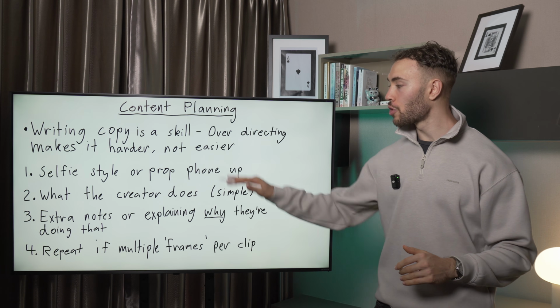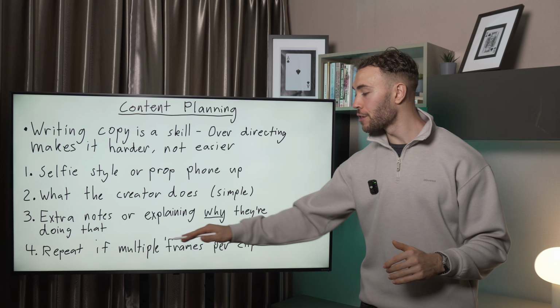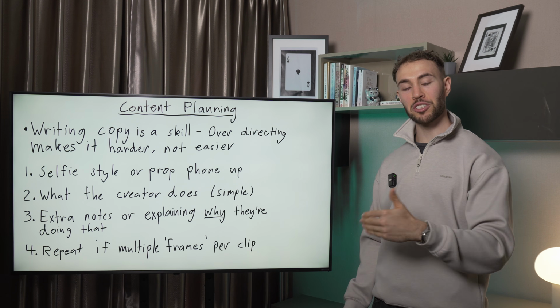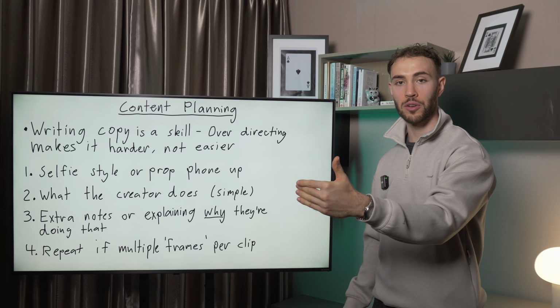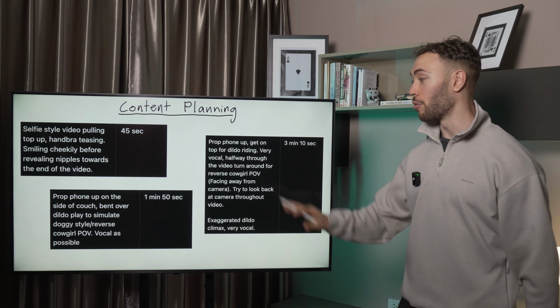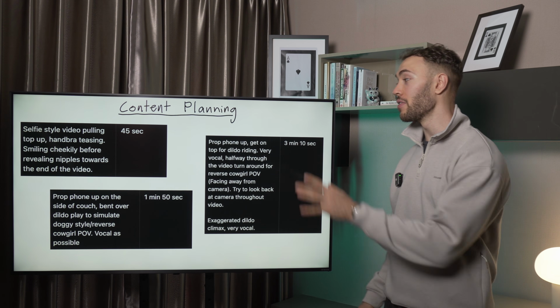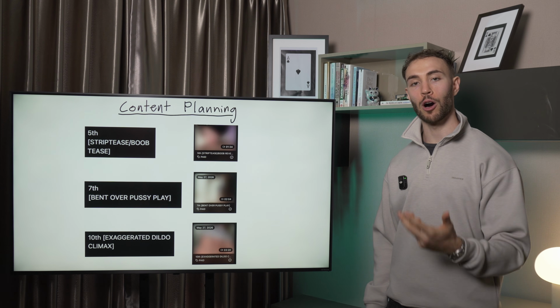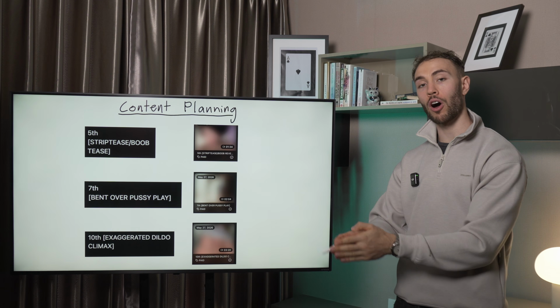kind of thing. Then you just repeat those 3 steps if the creator does multiple things in a video. So multiple poses, camera position, what they do, extra notes and why, and repeat. Now I'm not gonna read them out, but if you pause the video, there's a few examples of using that structure.